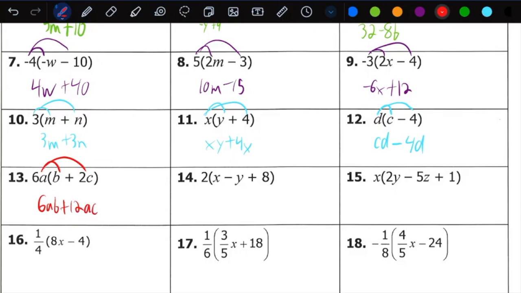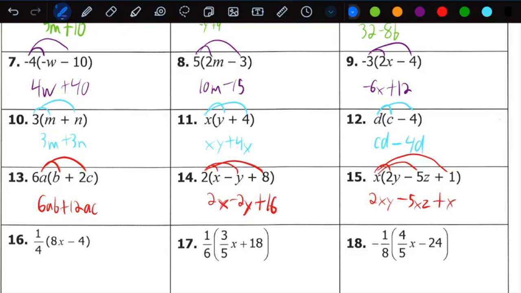Number 14, distributing this 2 to 3 different things. We just distributed it a third time. So 2 times x is 2x, 2 times negative y is negative 2y, and 2 times 8 is 16. So all that changed was the number of times we multiplied 2. Same thing here with 15, x times 2y is 2xy, x times negative 5z is negative 5xz, and x times 1 is a 1x, or just x.